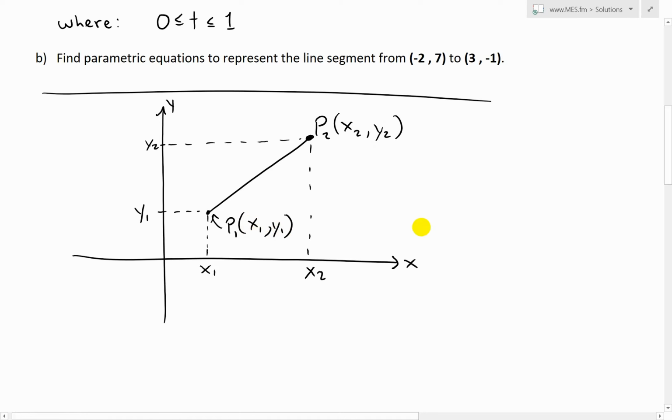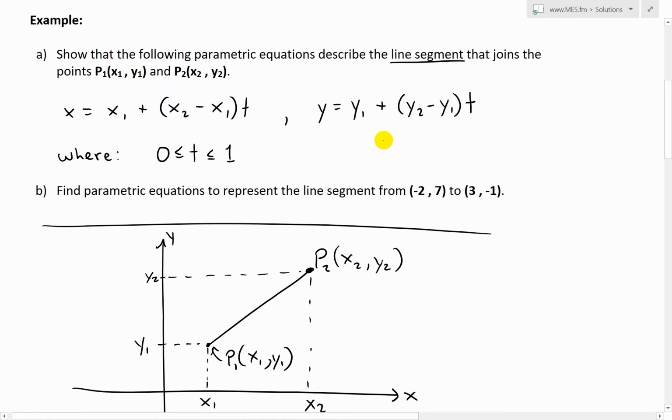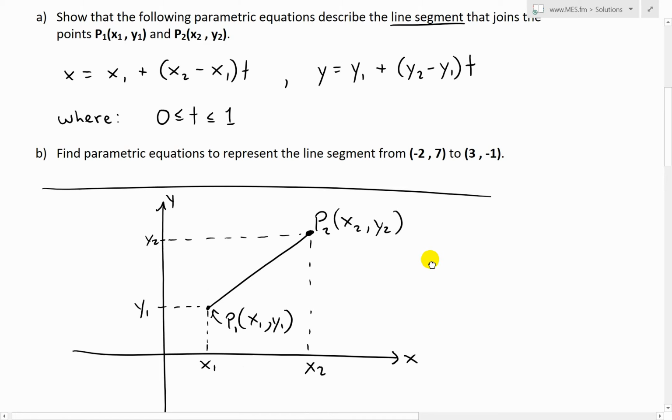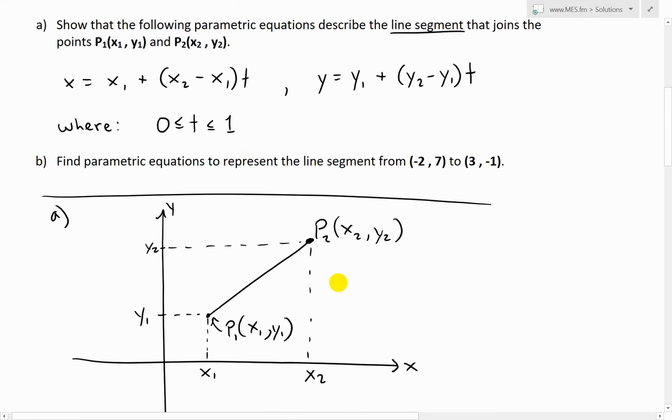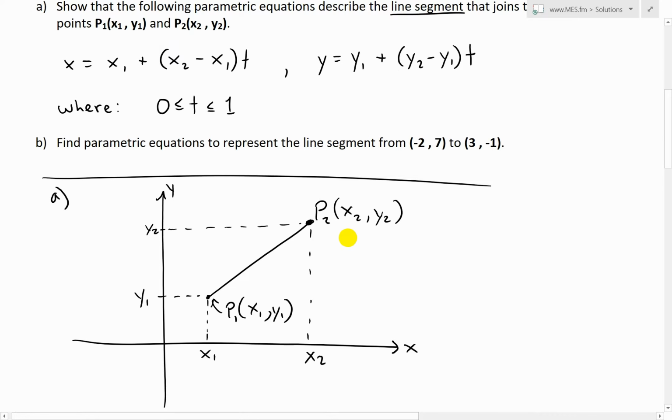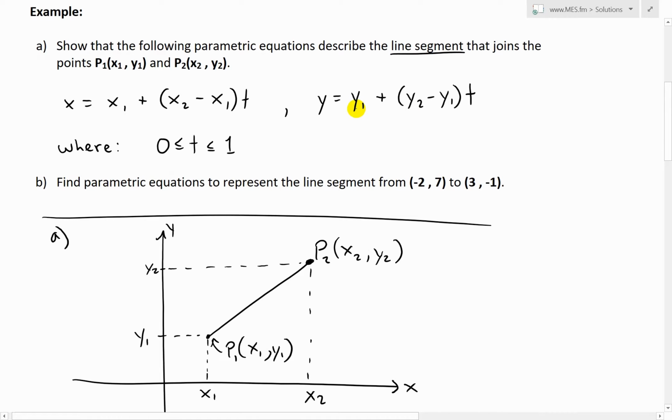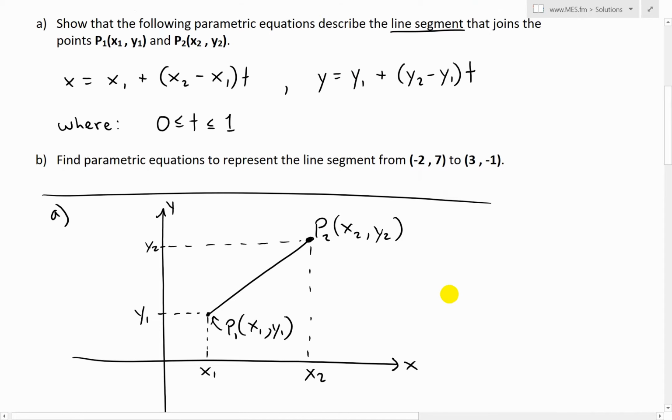So we want to show that we can write these parametric equations for this line segment. I'll just write this as A. So we want something like that. And to do that, we'll notice that this x and y are both linear equations. There's no t squared or square root. That's just a function of t like that.